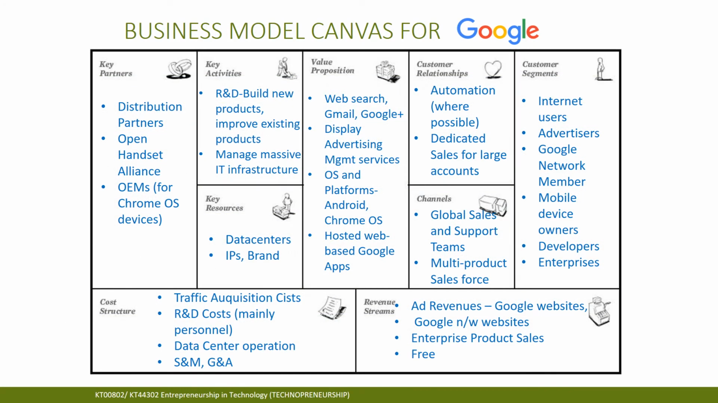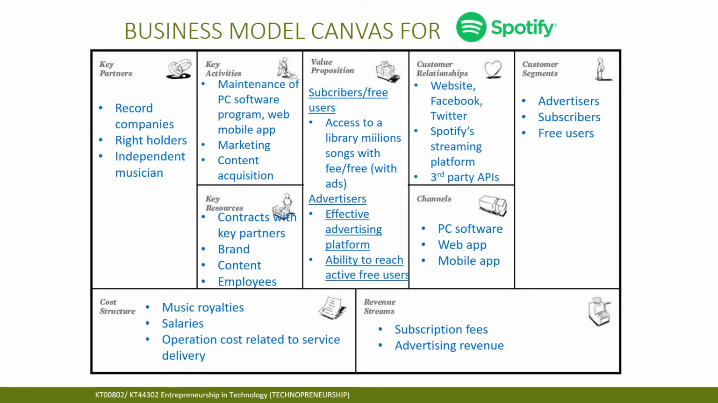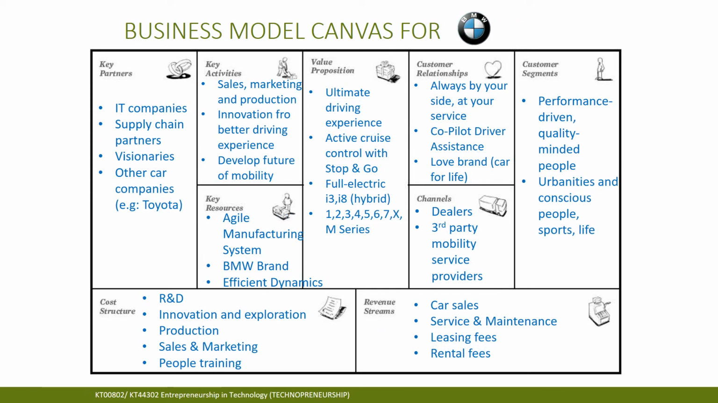This is the business model canvas for Google. This is the business model canvas for Spotify. This is the business model canvas for BMW.